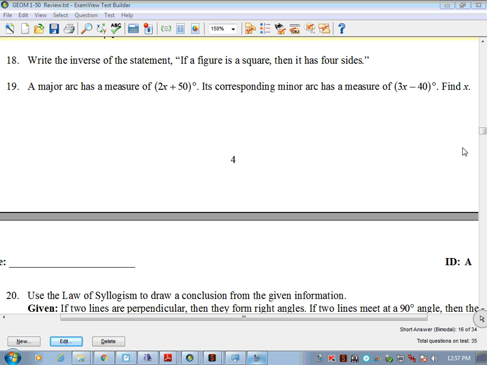Okay. If a figure is not a square, then it does not have any sides. I don't need to go into writing that out. All right, let's come.